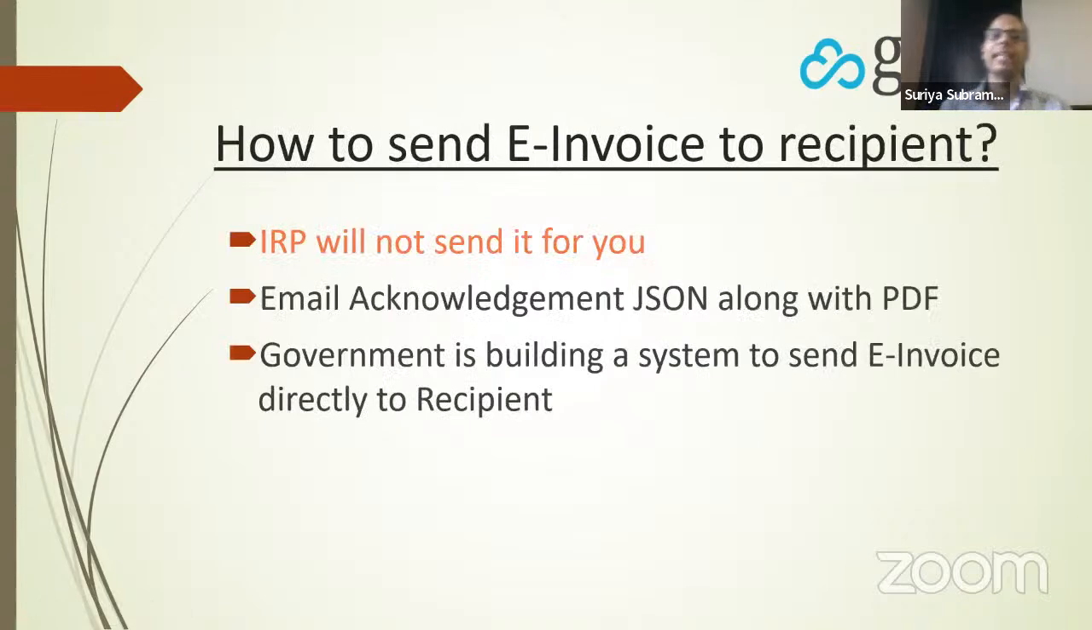How to send the e-invoice to the recipients? The IRP government will not send the invoice for you. You will have to do it on your own. Right now, our recommendation is to email: if you're sending a PDF, along with the PDF, send the acknowledgement JSON that you receive from the government portal. That will give them the proof that this is a valid invoice.